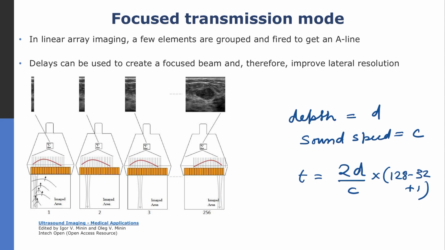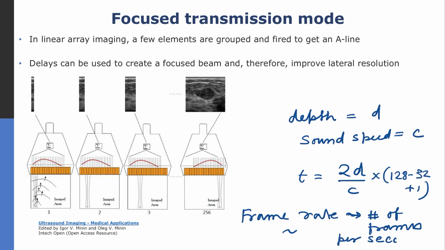If you calculate the time taken to create a single image and take the reciprocal of that, it gives you the frame rate, which is basically the number of frames per second. Typically, for linear array imaging, we can get 50 to 80 frames per second, right. Why? Because you have to fire multiple times to get one image.